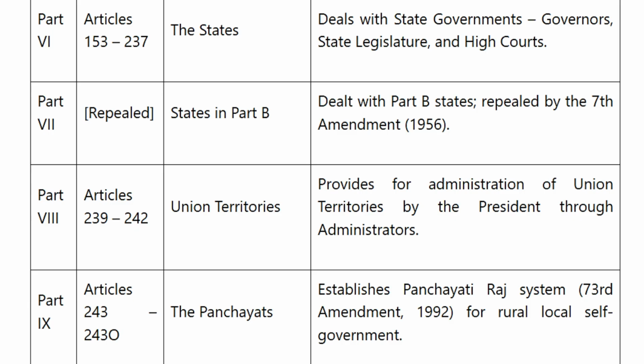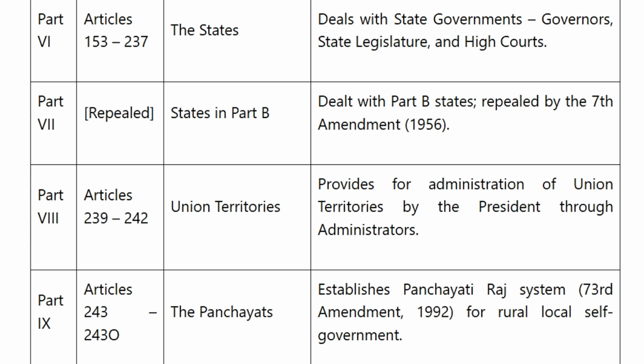Part 6, Articles 153 to 237. The States. Deals with state governments, governors, state legislature, and high courts. Part 7, repealed. States in Part B. Dealt with Part B states, repealed by the 7th Amendment, 1956.